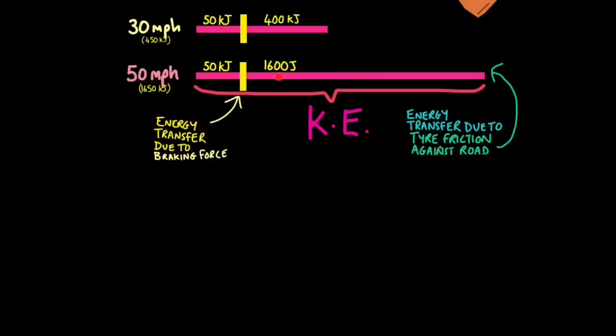So that means a lot more energy transfer has to occur between the wheels and the road. So energy is transferred due to friction or tire friction against the road before the car can stop. My point is, at higher velocities, you'll have more kinetic energy, so you'll travel a greater distance because braking only takes you so far. It only causes a fixed amount of energy transfer. So to make sure the equation's balanced on both sides, you travel a greater distance.